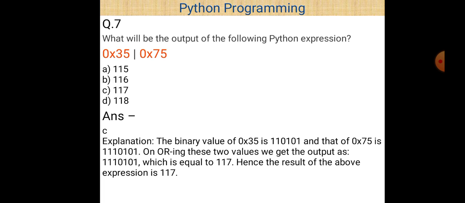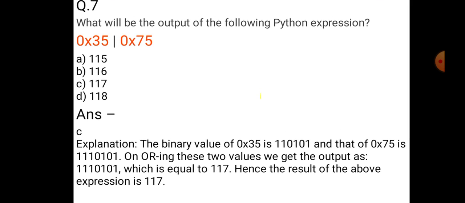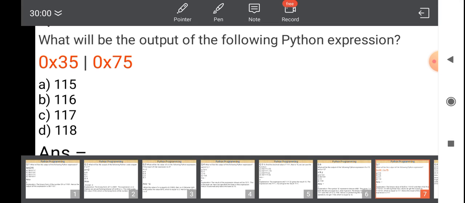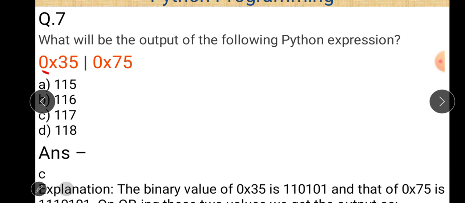So question number 7 says, what will be the output of the following Python expression? Okay, now I think it is clearly visible to all of you. The Python expression is given on the screen. Now what does it say? First of all, you can easily see that two numbers are there. These two numbers are 35 and 75.